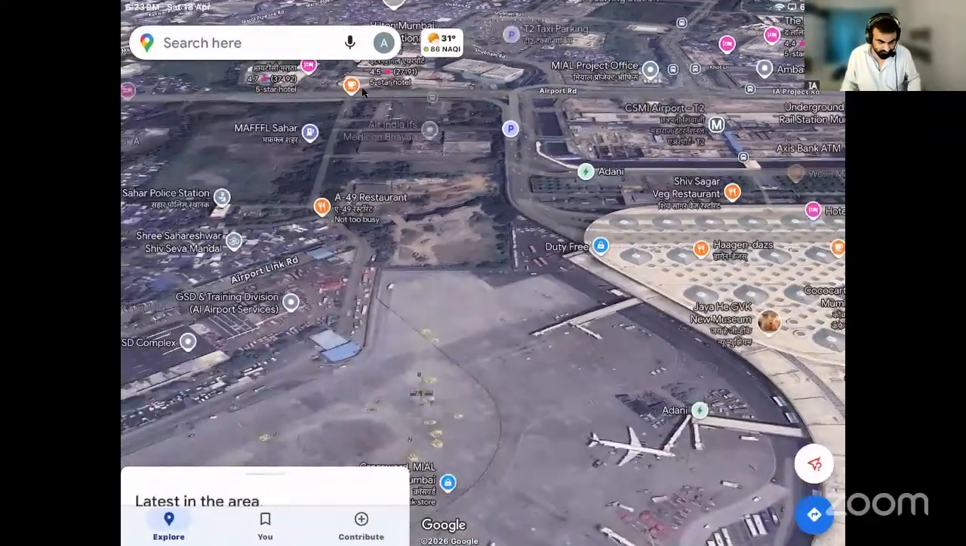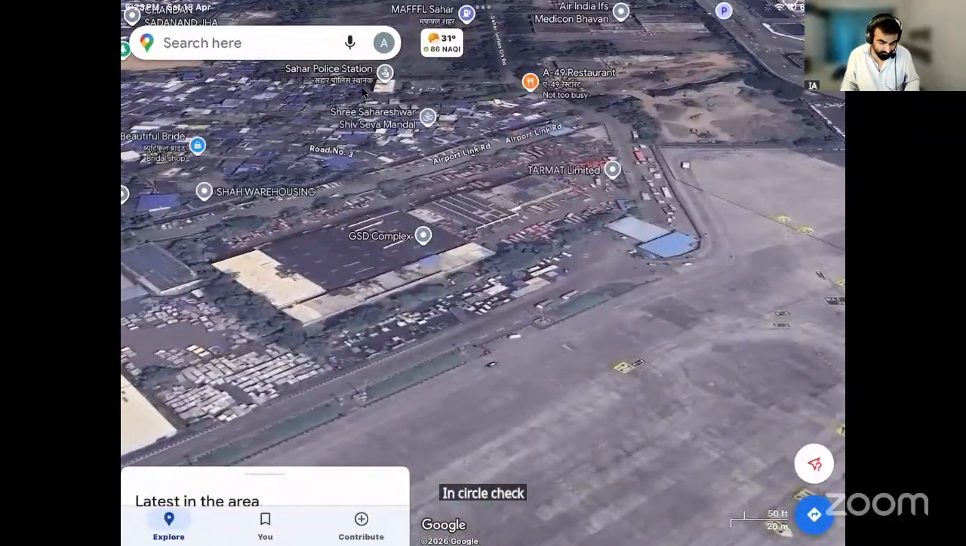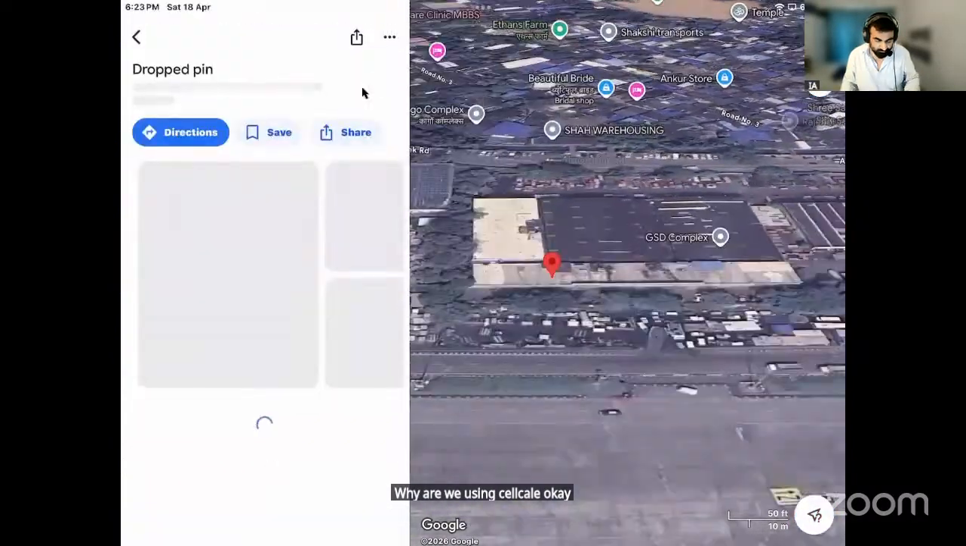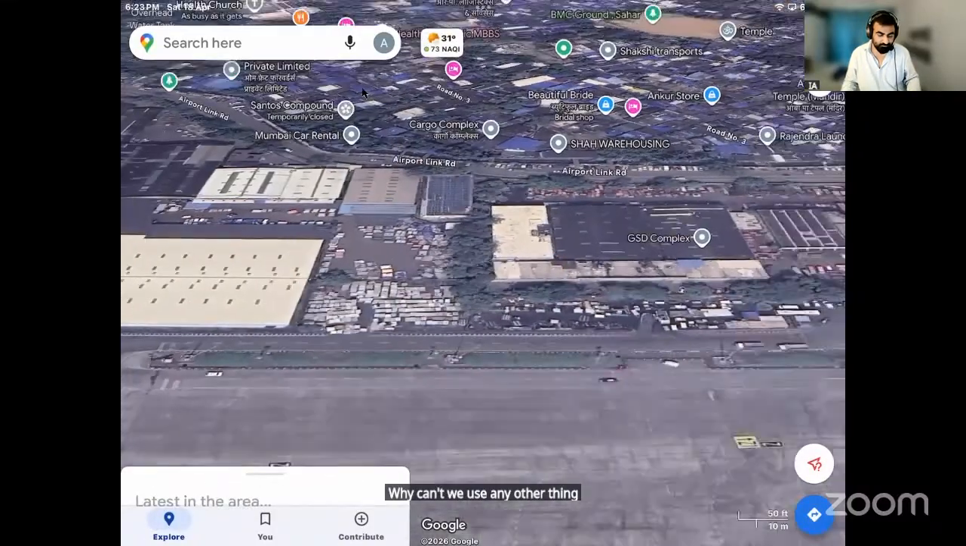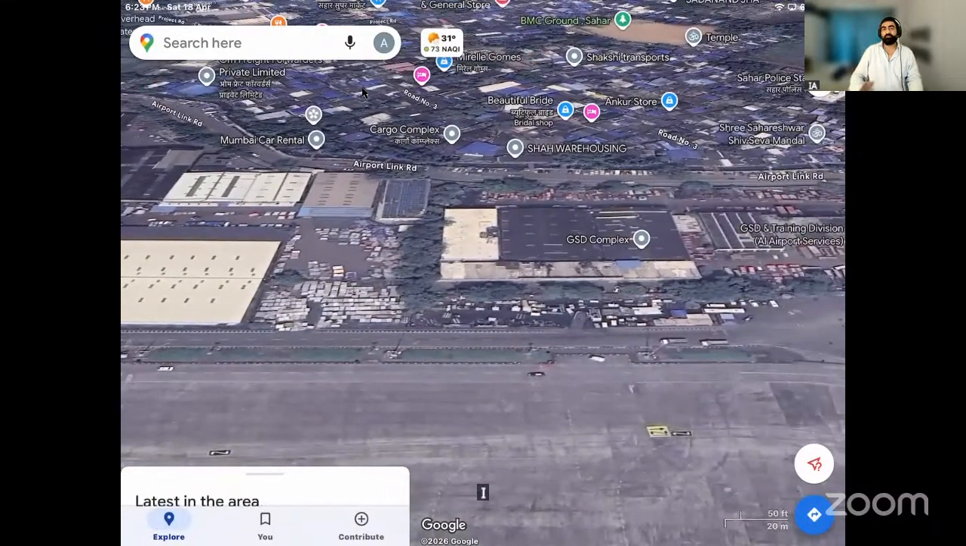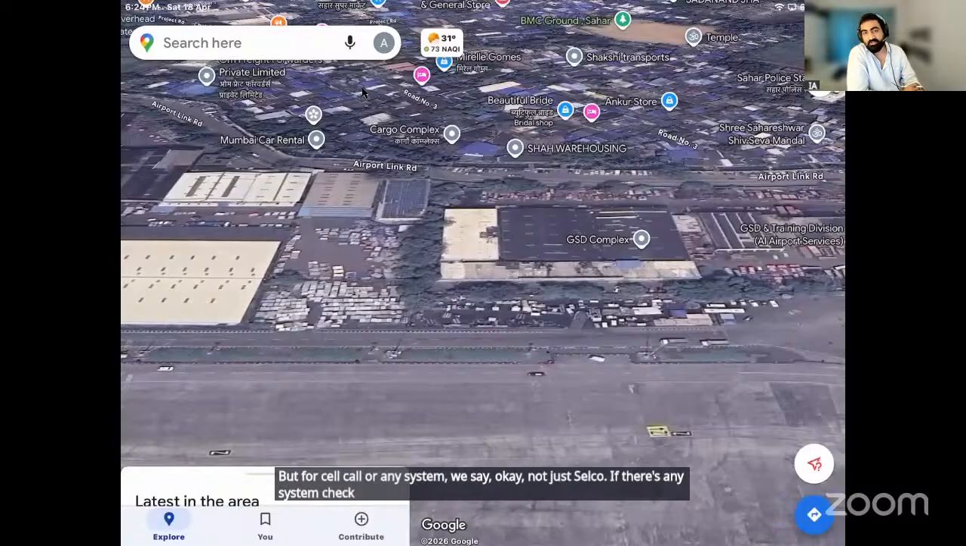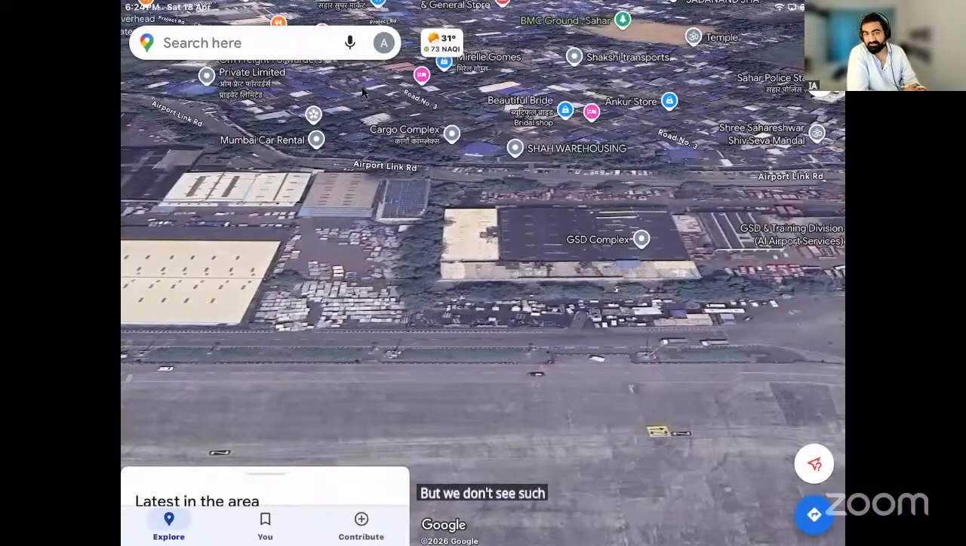In Selcal check, why are we using Selcal OK? Why can't we use any other thing? I think they're using it because it's given in the manual, because otherwise we don't use OK anywhere. I've also observed this that we don't generally use OK. But for Selcal or any system, we say OK, not just Selcal. If there's any system check, but we don't see such examples. So it is specific to Selcal only.